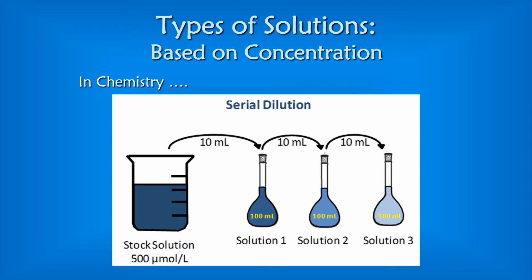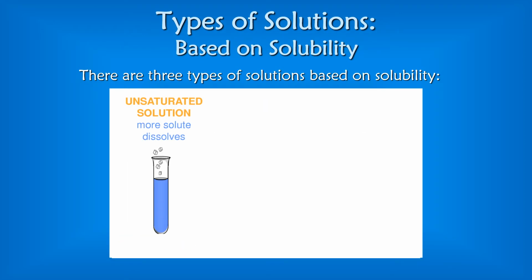Now, let's talk about the types of solutions based on solubility, which means how well our solute can dissolve in a given amount of solvent. We can try to dissolve as much solute as we want, but it doesn't always dissolve. Based on that, we can have three different types of solutions. We can have an unsaturated solution, where the amount of solute that we poured in has completely dissolved, and if we add more solute, we can definitely dissolve it.